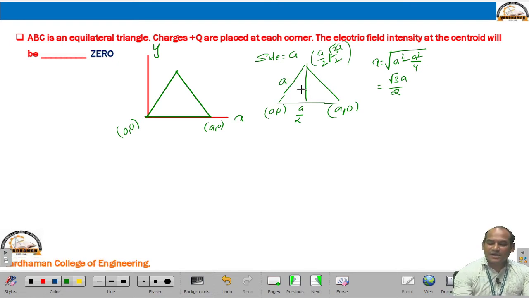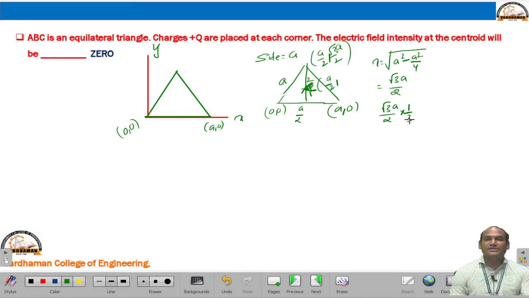Now centroid is nothing but, here it is available that centroid is dividing this particular line in the ratio of 2:1. That means here this particular point, the centroid C I am taking, the centroid C coordinates, what are the coordinates means, we have x coordinate is A by 2 only, but y coordinate we have to calculate, that is root 3 A by 2 into 1 by 3, because that centroid is dividing that line in the ratio of 2:1, that is why I am multiplying with 1 by 3. So what we will get, A by 2 root 3 we will get. So here y coordinate of the centroid is given by A by 2 root 3.